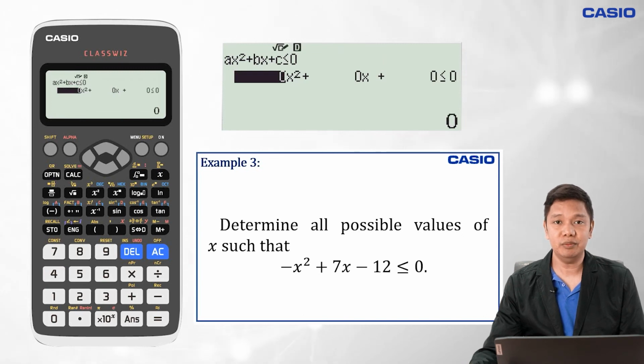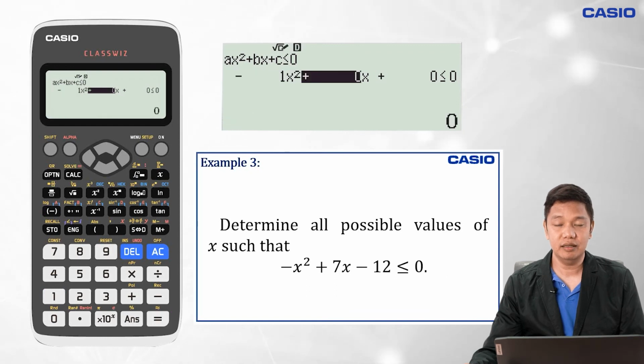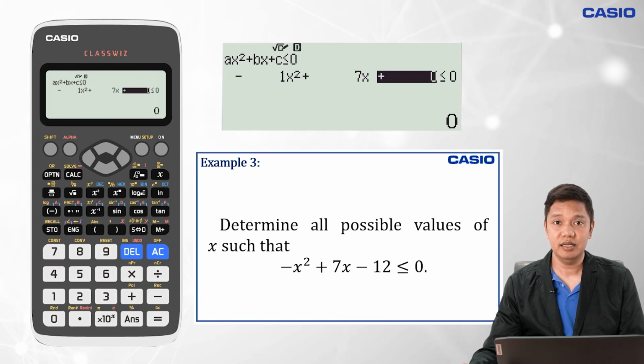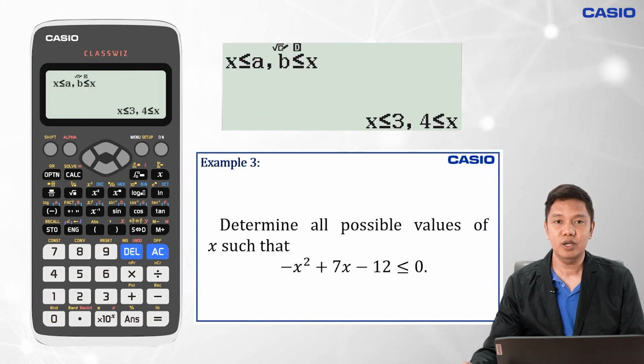After, we need to input the values of the numerical coefficients a, b, and c. A is negative 1 and then equals. B is positive 7 and then equals. C is negative 12 and then equals. And pressing equals again, we have the union of two intervals, semi-open, negative infinity up to positive 3 and semi-closed, positive 4 to positive infinity.